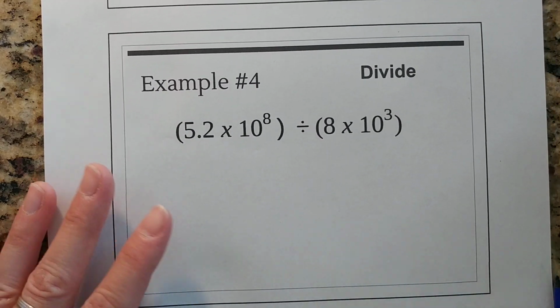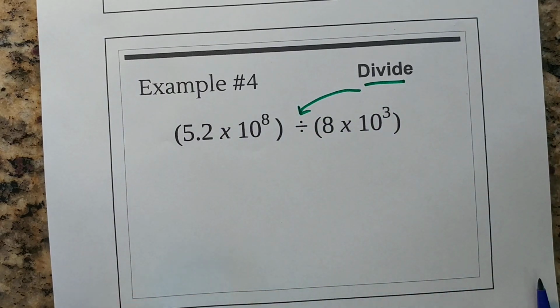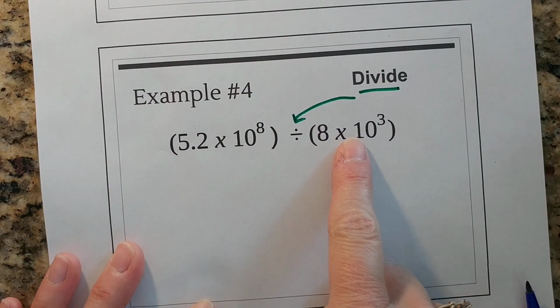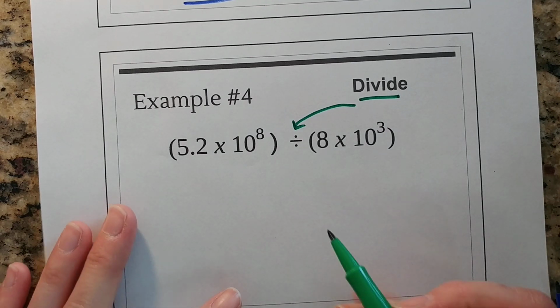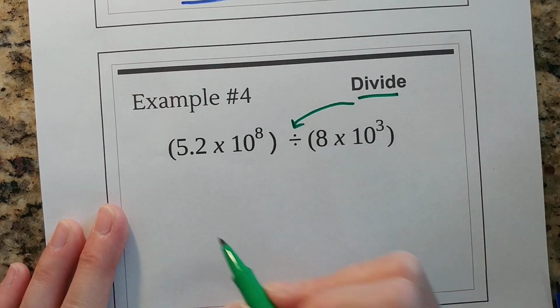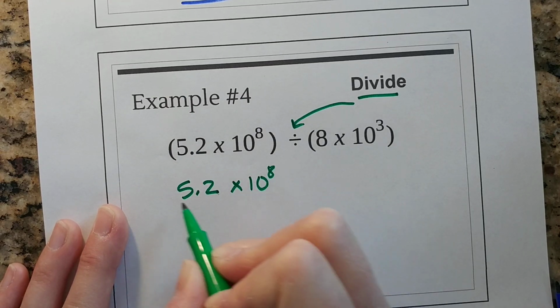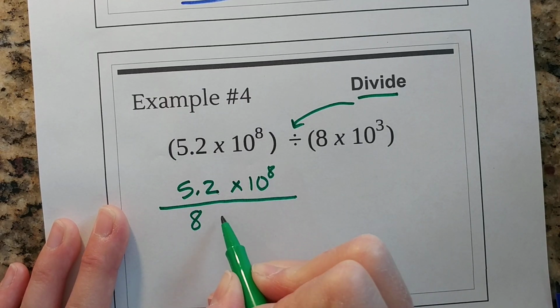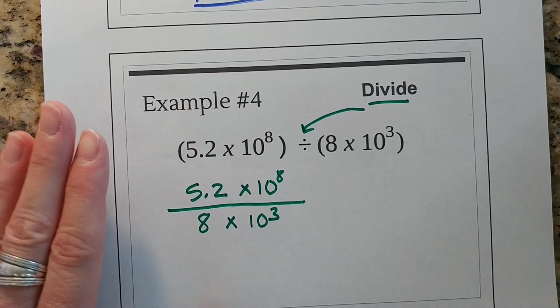Let's try number 4. Do you notice here now number 4 says we're going to divide? So we see division right here. So I have these two numbers that I want to divide. Sometimes it's a little bit easier to see this if I write it vertically. So if I were to write this as 5.2 times 10 to the 8th divided by 8 times 10 to the 3rd, it might make it a little bit easier to see what's happening.